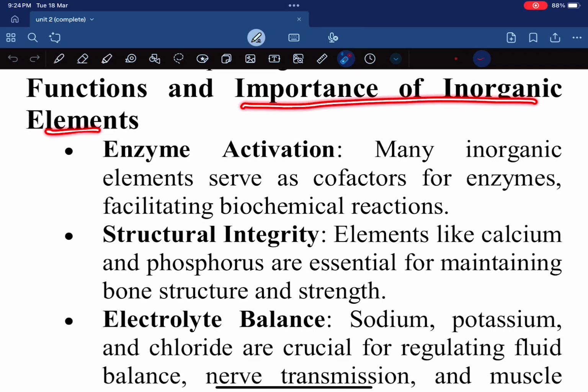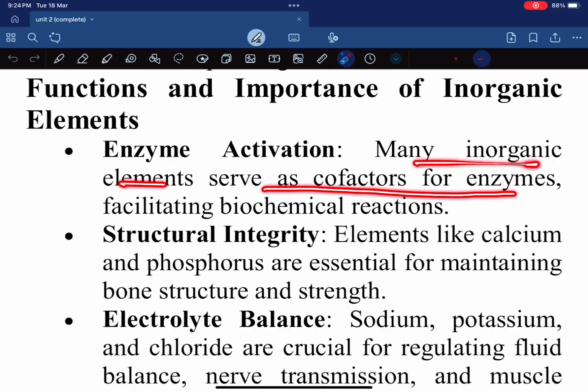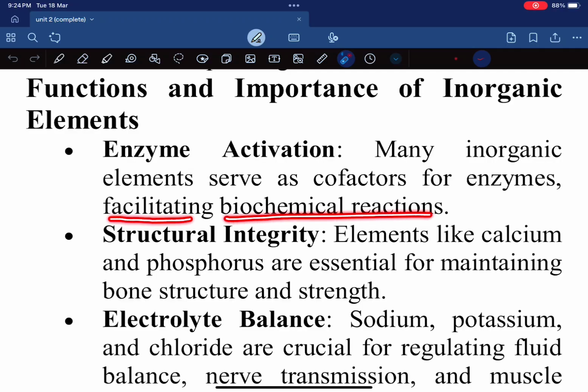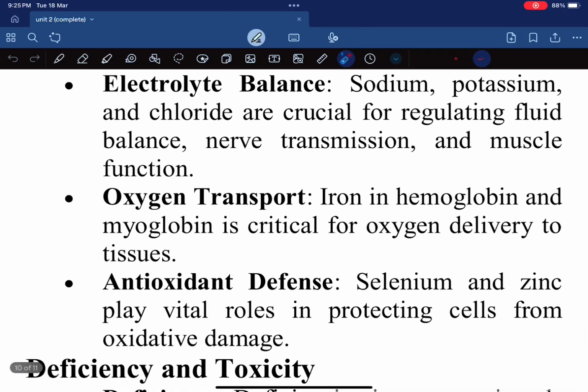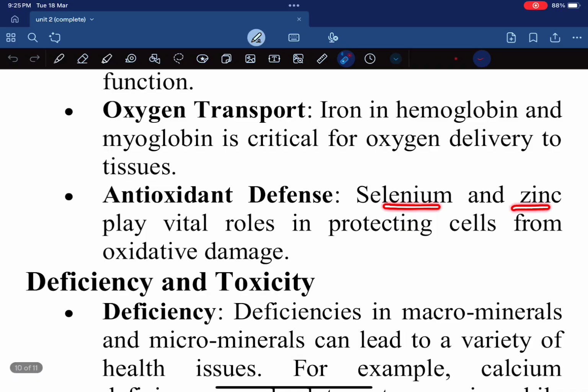Functions and importance of inorganic elements. Enzyme activation: many inorganic elements serve as cofactors for enzymes, facilitating biochemical reactions. Structural integrity: elements like calcium and phosphorus are essential for maintaining bone structure and strength. Electrolyte balance: sodium, potassium, and chloride are crucial for regulating fluid balance, nerve transmission, and muscle function. Oxygen transport: iron in hemoglobin and myoglobin is critical for oxygen delivery to tissues. Antioxidant defense: selenium and zinc play a vital role in protecting cells from oxidative damage.